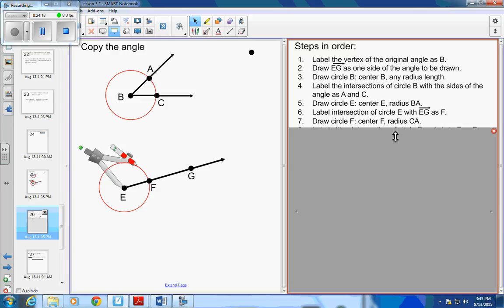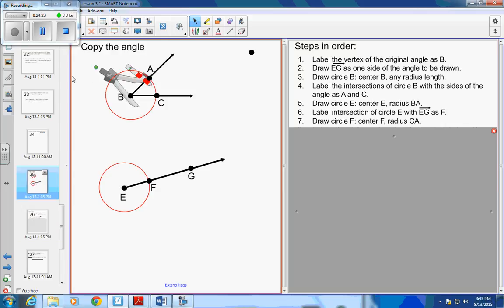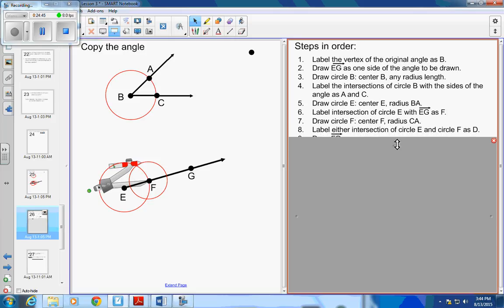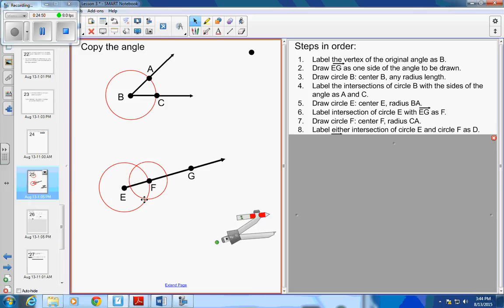Okay. Draw circle F with radius CA, so I'm going to have to go back up. I need to adjust my compass here, so it is the distance from C to A. Then I'm going to come down and draw circle F with that compass setting. And then I'm going to label either intersection, doesn't matter which one. So I've got an intersection up top and one down below. I'm going to label my intersection here as D.